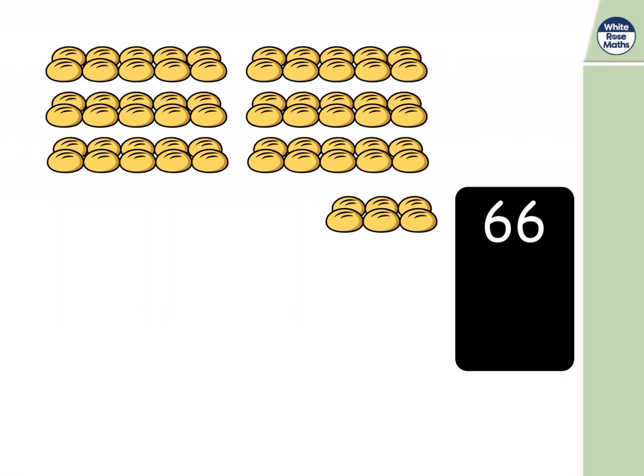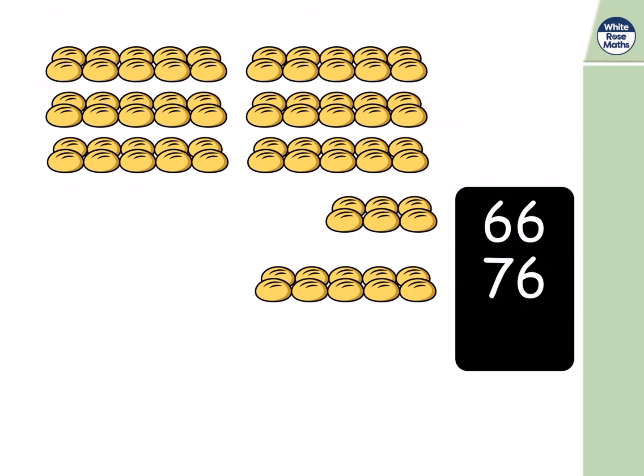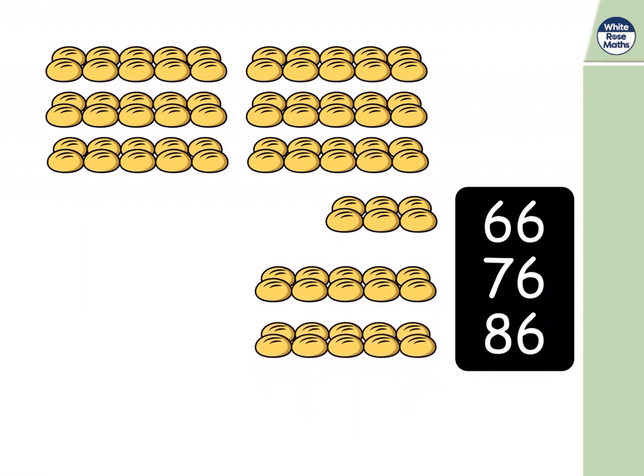If they bake another 10, how many will we have then? We did have 66, 6 10s and 6 1s. And then another 10 will be 76. 7 10s and 6 1s. What about another 10? 8 10s and 6 1s. 86.